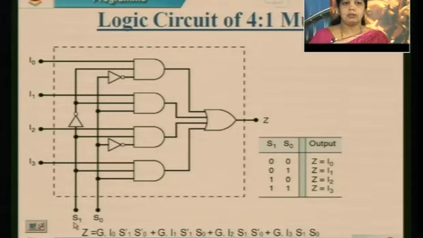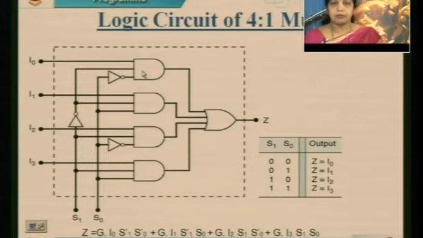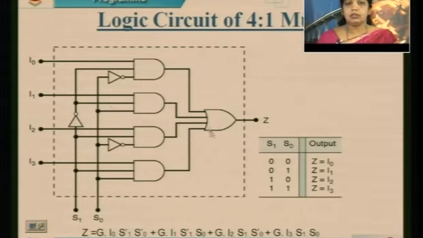Suppose I take S0, S1 as 0 0. If these 2 terminals are 0, there is an inverter here that makes it 1, and there is one more NOT gate here that also gives 1. If my I0 is coming over here, then all the inputs of the first AND gate are 1. If all the inputs of an AND gate are 1, my output will be 1. So out of these 4, this input will come to the OR gate.